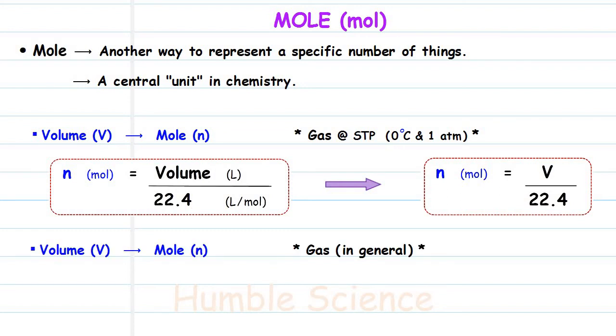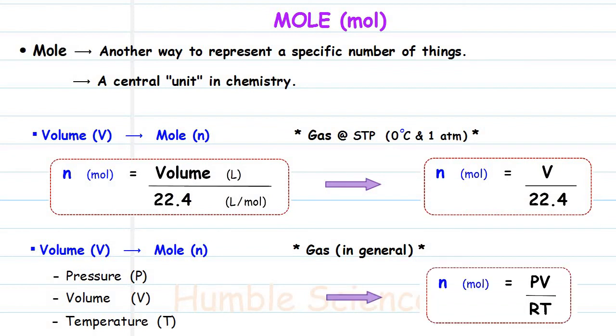But if the gas is not at STP, then we have to take into account pressure, volume, and temperature. And mole will be equal to PV over RT. P is the pressure in atm, V is the volume in liter, R is a gas constant, and T is the temperature in Kelvin. To understand this better, we should try some practice questions.